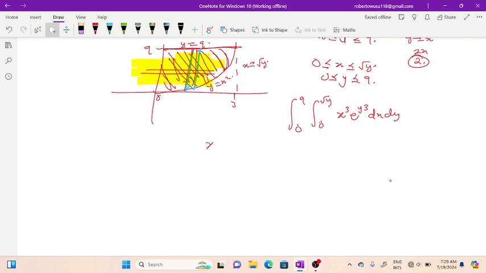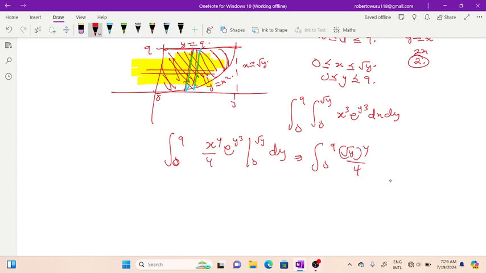Integrating with respect to x, I simply get x to the power 4 over 4. Then my limits of integration will come, with y cubed, my limit is 0 to square root of y. Then I'll bring my dy outside, integral 0 to 9. Having done this, I'll simply put square root of y wherever I see x. So I'll have 0 to 9, square root of y all to the power 4, all over 4, e to the power y cubed dy. Then this becomes y squared on 4, e to the power y cubed dy.